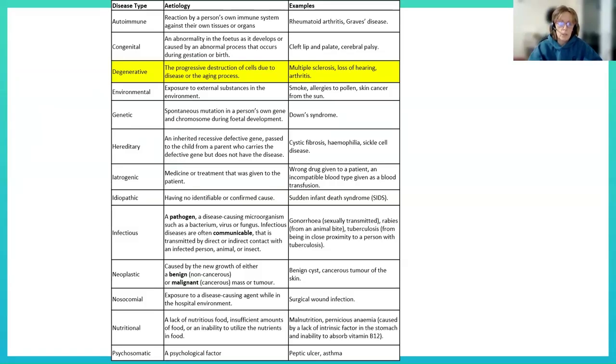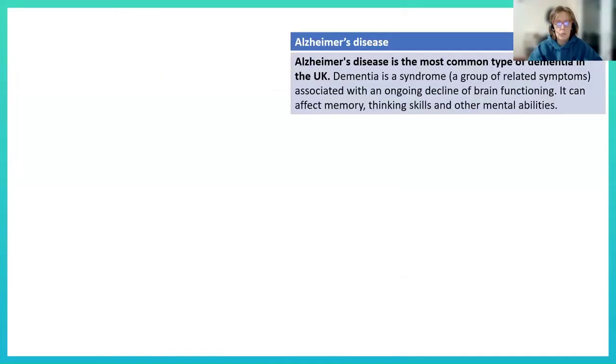There's also another category of disease, degenerative diseases. So things like hearing loss with age or arthritis, where you get inflammation of your joints. Alzheimer's disease is a common type as well.